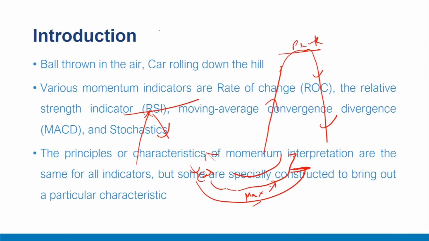Price momentum can be computed using price data for an individual series, such as a currency, commodity, stock, or a market average, and manipulating it in a statistical form that is plotted as an oscillator. We call this price momentum. The principles or characteristics of momentum interpretation are the same for all the indicators, but some are specially constructed to bring out a particular characteristic. In this discussion, we'll start with the ROC indicator and show the applications. Changing the oscillator may change some properties, but broad interpretations and contours of discussion remain the same.